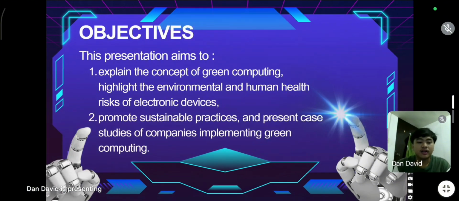And next, these are my objectives. First, explain the concept of green computing, highlighting the environmental and human health risks of electronic devices. And second, demonstrate sustainable practices and present case studies of companies implementing green computing. This topic will help you understand what you should learn, including understanding risk, sustainability strategies, and practical examples of corporate efforts.